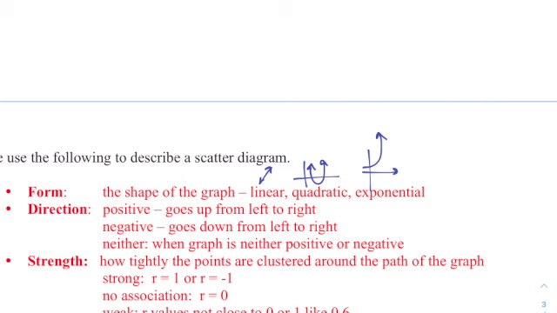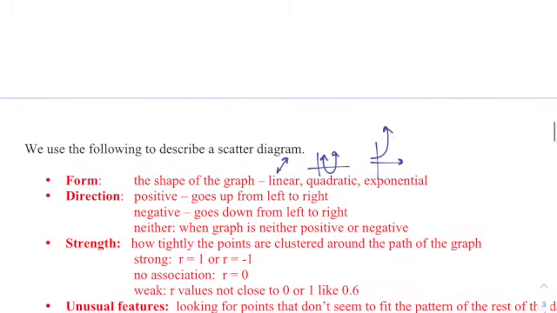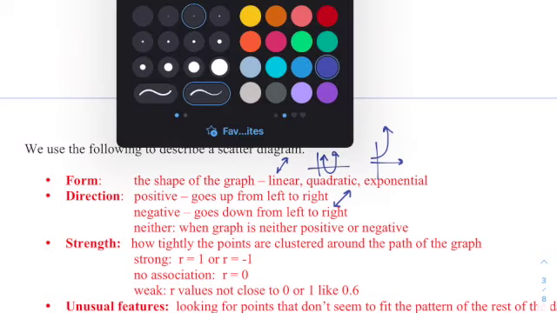Okay, and the direction: positive goes up from left to right. This is positive. And negative goes down from left to right. And it's going to be this way.